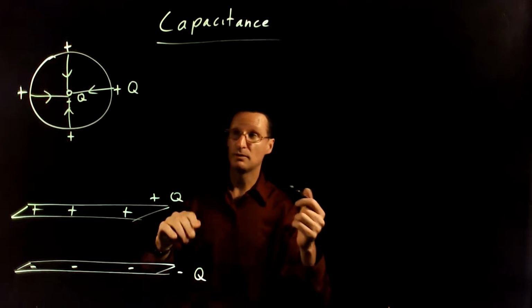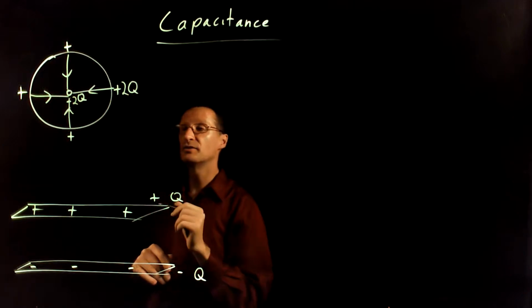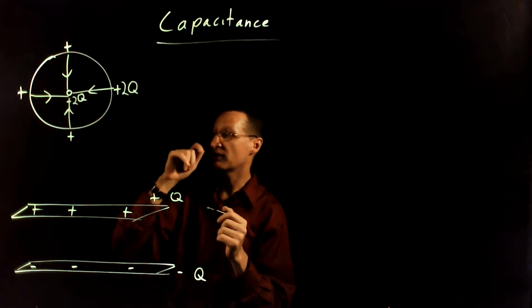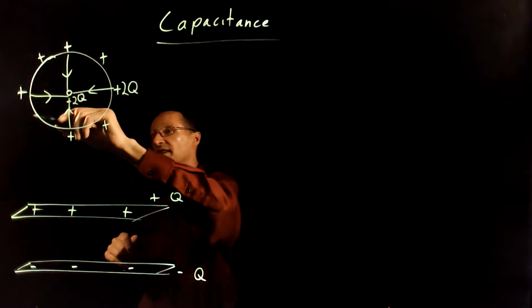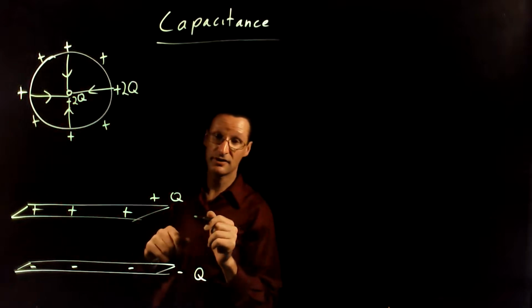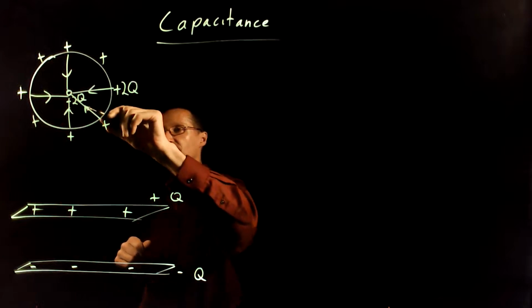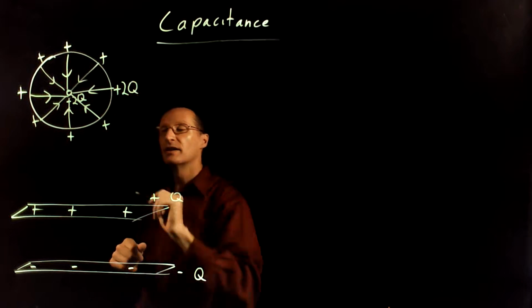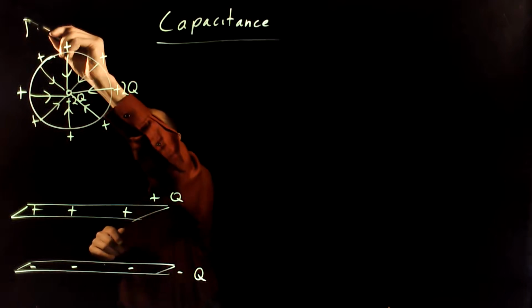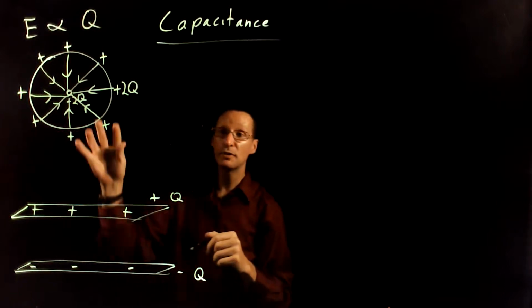If I then double the amount of charge on it, so I put 2Q and minus 2Q in the wire in the center, then that means I need to double the charges on the outside and double the negative charges on the center wire, which I don't have room to draw. And therefore the electric field lines will also double, which means that the electric field is proportional to the charge that I'm putting on this.